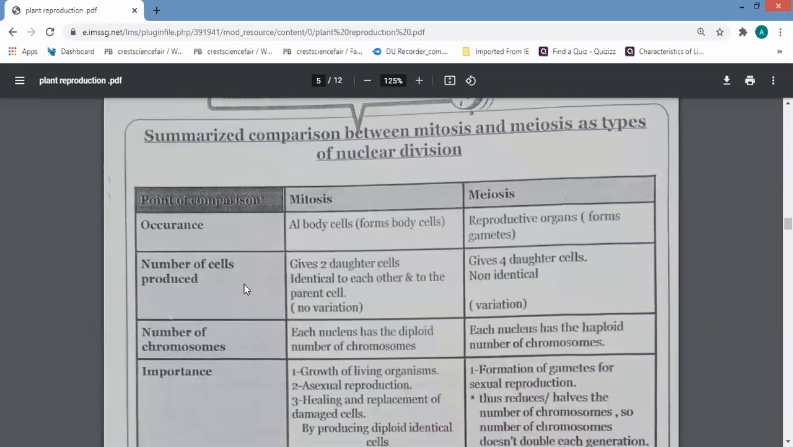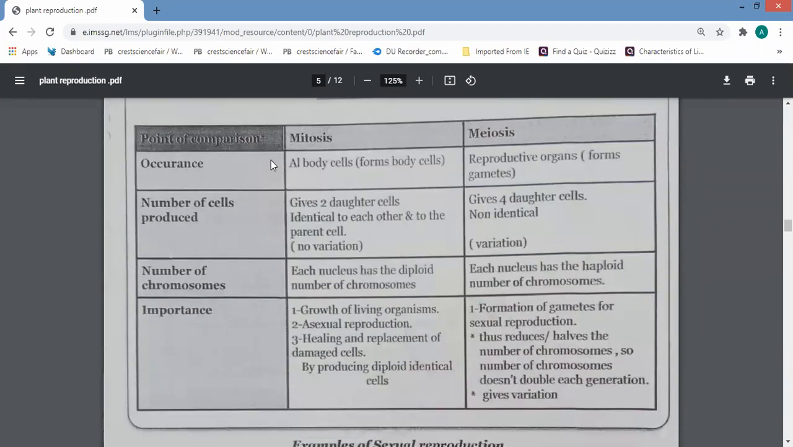So this table is for the comparison between mitosis and meiosis, rapidly. Mitosis occurs in all body cells except sex cells. Meiosis occurs just in reproductive organs, to form gametes. Number of cells produced from this one: mitosis gives 2, identical to each other, so no variations in this division. But meiosis firstly produces 2, and finally the 2 produce 4, because please pay attention to this point.